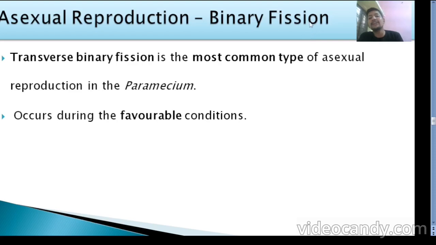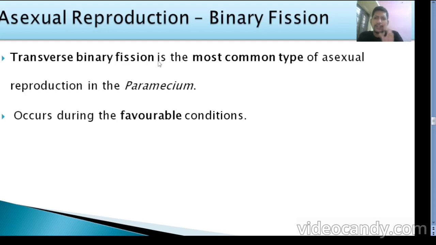Binary fission means a type of asexual reproduction where a parent cell divides and produces two daughter cells. Bi means two, fission means divide. In binary fission there are different types. Mainly we can observe three types: irregular binary fission in the case of amoeba, transverse binary fission in the case of paramecium, and longitudinal binary fission in the case of euglena.